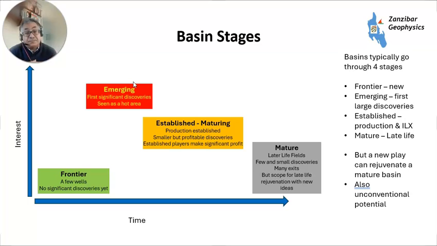For example, Namibia was a hot area about a year and a half ago. There have been some problems with reservoir quality since then. Then there was East Africa, then there was East Med, offshore Brazil, etc. So once basins start emerging, you get the first big discoveries, everybody gets excited. Then you get production, which becomes established. The basin becomes more mature. They're still getting discoveries, still becoming quite profitable.